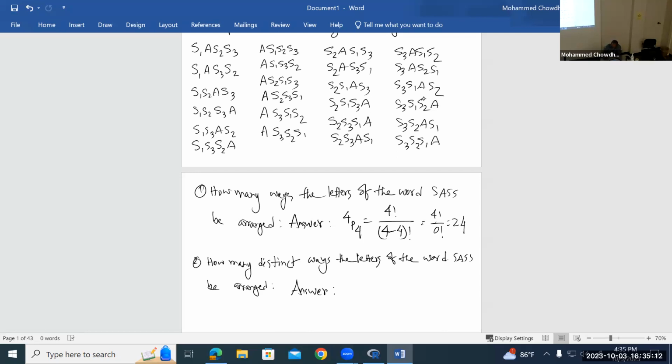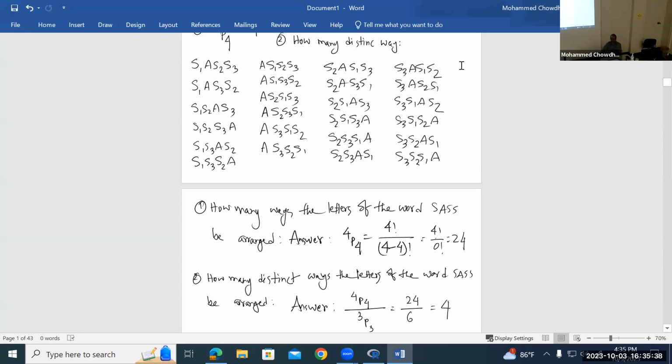Okay, let me check. That could be done by 4 permute 4, and then how many repeating letters? 3. 3 permute 3. So 4 permute 4 equal to 24, 3 permute 3 equal to 6. Now there is a 4. We have to find this 4 from this visual inspection.